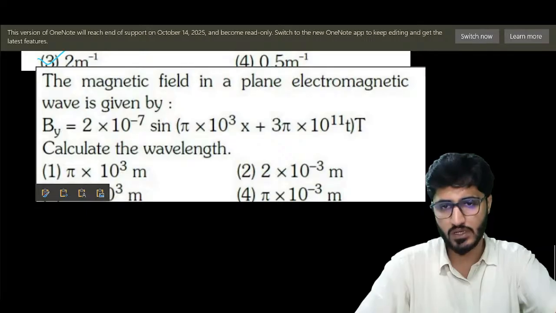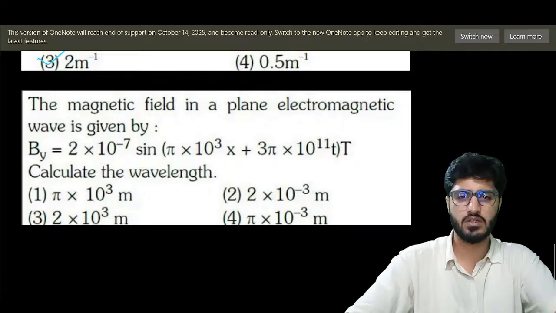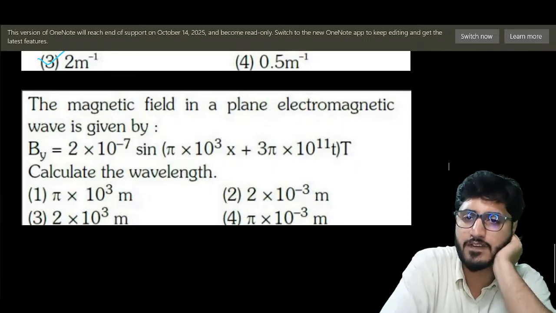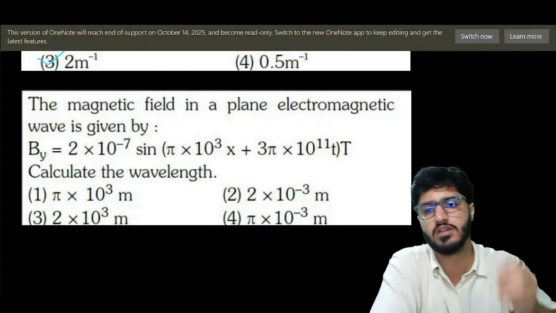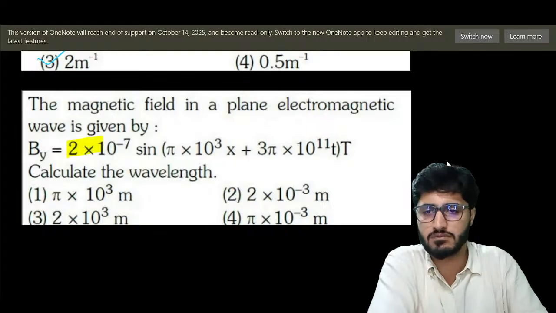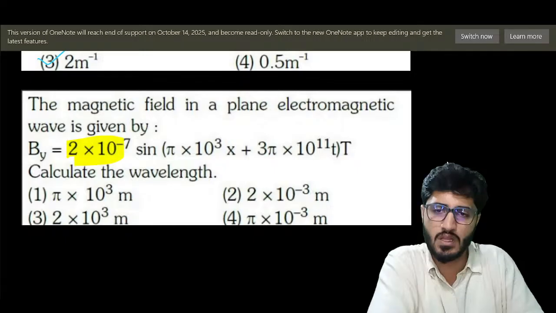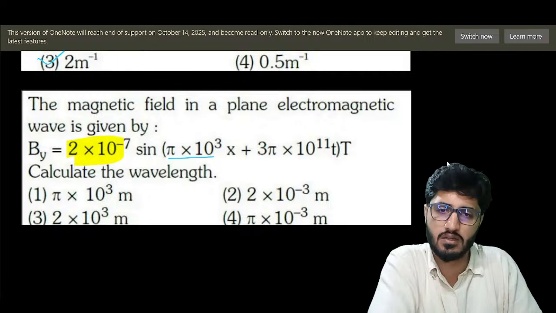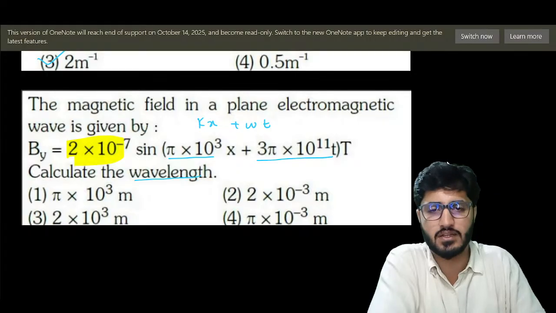Okay, this one now. Easy one, simple one. So the numerical is: the magnetic field in a plane electromagnetic wave is given by this much, 2 times 10 to the power minus 7. So this one is my A and K, omega. So I can write it as kx plus omega t. We have to find out wavelength. Wavelength is k, that is 2 pi by lambda.